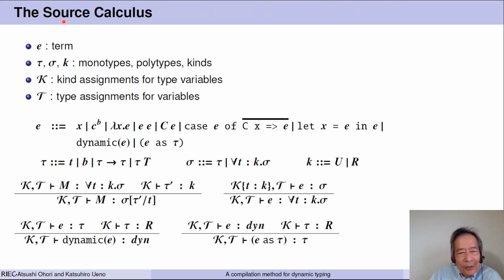The first is the source calculus definition. This is ML defined with kinding of type variables. I already explained that all those types involved in dynamic primitives must be of R-kind. This enforces type variables appearing in dynamic primitives to have an R-kind.